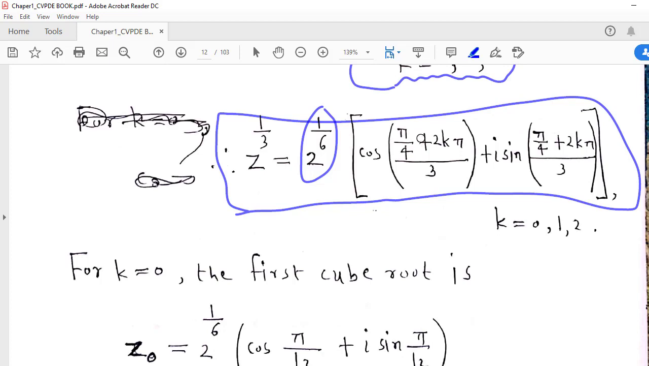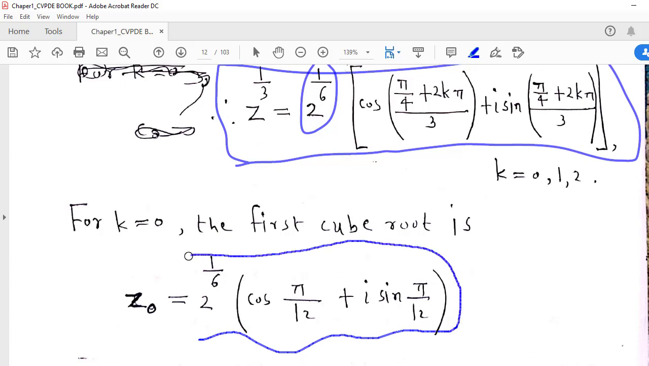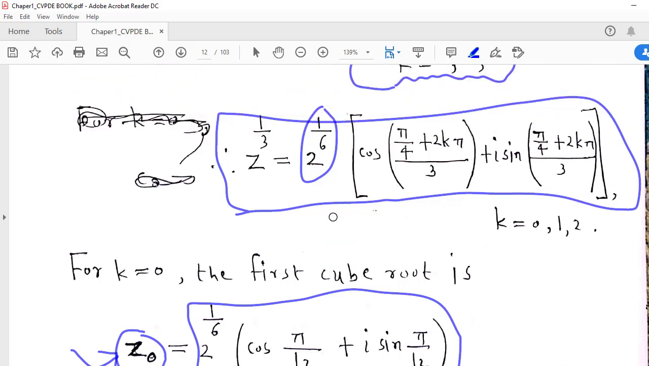Suppose I take k equal to 0, then I will have 2 raised to 1 by 6 times cos pi by 12 plus i sin pi by 12. So this is the first cube root, the cube root corresponding to k equal to 0. That is denoted by z suffix 0. There is nothing special about this notation; you can use your own notation also. But for simplicity I have denoted it by z suffix 0, which indicates that this root corresponds to k equal to 0. Similarly, by putting k equal to 1 and 2, we will obtain two more roots.